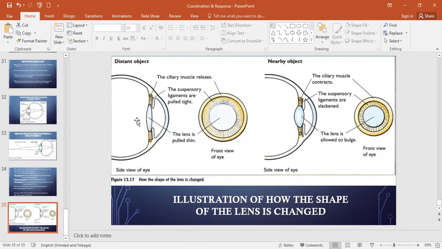Okay, and this happens when you are focusing on what? A near or a distant object? What y'all think? For your lens to be pulled thin, a near or a distant object?